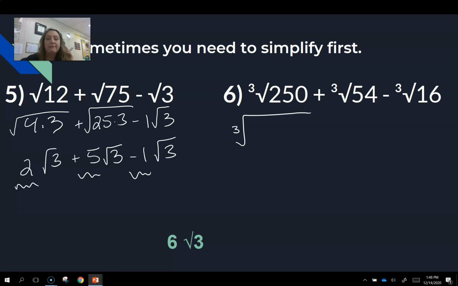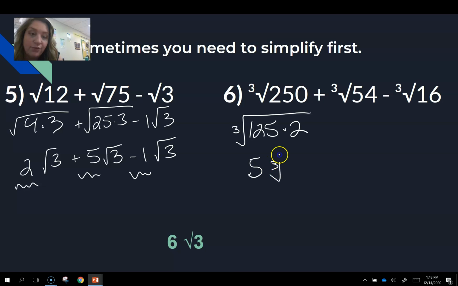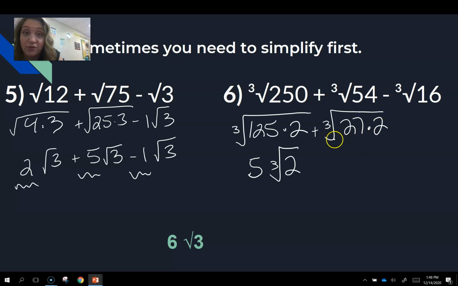All right, for 250, I'm going to break apart to be 125 times 2, because the cube root of 125 is 5. The cube root of 2 just stays. Can't do anything there. All right, the cube root of 54, I'm going to break that apart to be 27 times 2. All right, and that is because the cube root of 27 is 3. So that becomes 3 cube root of 2.